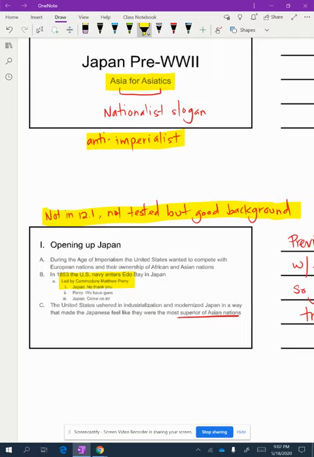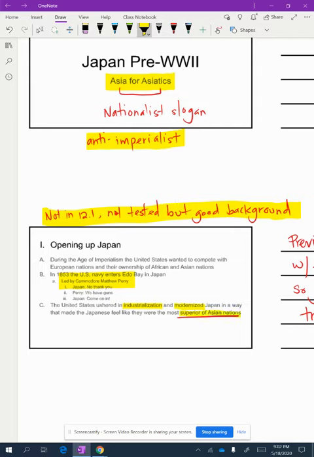Because Japan is not industrialized at this time. They're still very rudimentary, very agricultural, no industry at all. And so the United States ushers in that key word, industrialization, right? We're having factories, we're going to mass produce things, and they're going to modernize Japan in a way that made the Japanese feel like they were the most superior of all Asian nations.